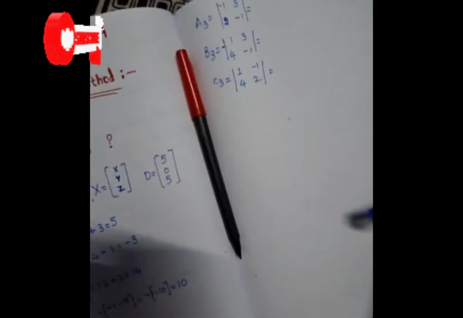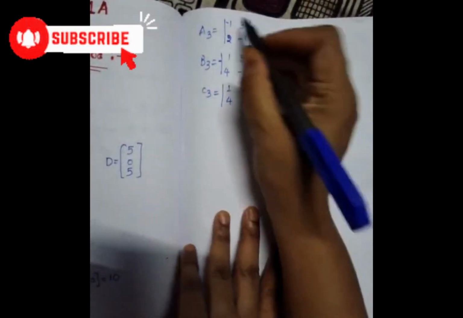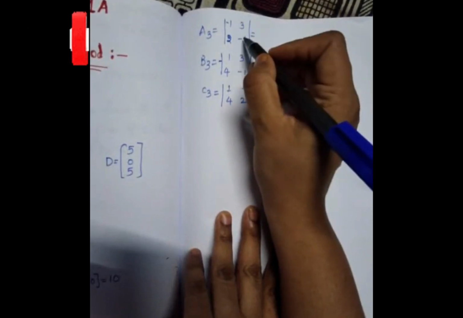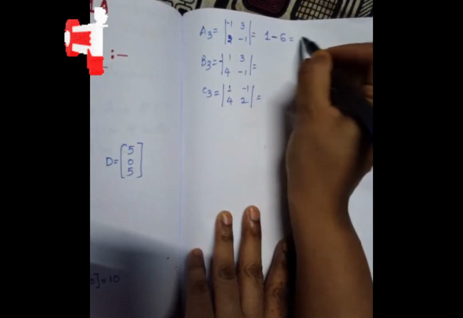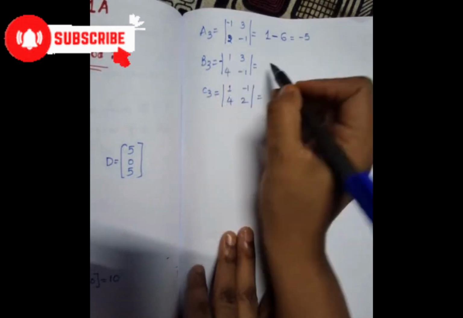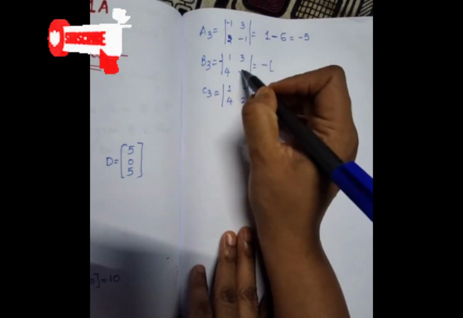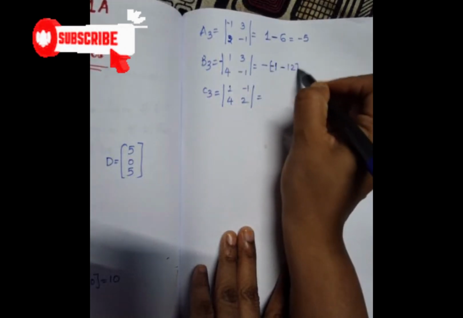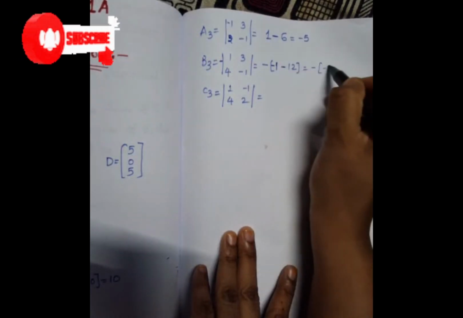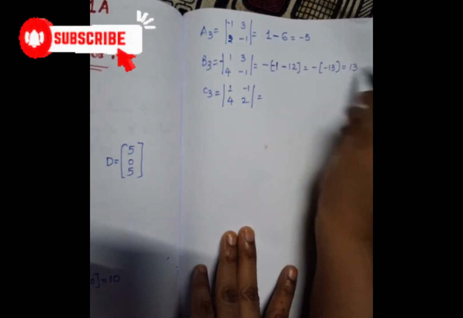Okay, now A3, B3, C3, how much is there? Minus, minus, plus 1, 2 3s are 6, minus is there, 2 3s are 6, minus 5. B3 means minus is there, 1 into minus 1 means minus 1, minus 4 3s are 12, is equal to minus of minus 13 is plus 13.